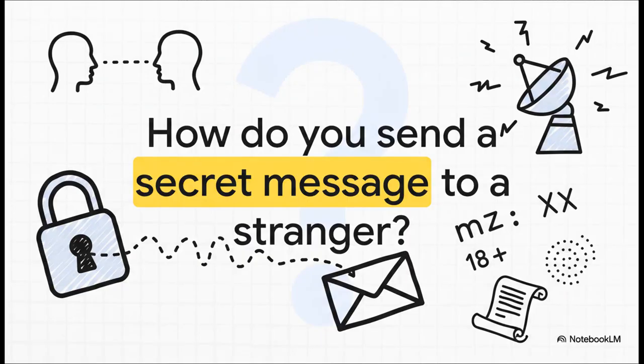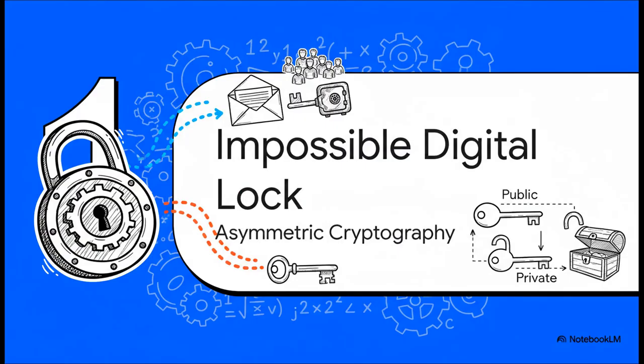Okay, so let's just get right to the heart of the matter, with the one question that everything else hinges on. How do you send a secret message to someone you've never met, knowing full well that every single word you send can be intercepted and read by anyone who's listening in? This isn't just a fun little riddle. It's the fundamental problem that we had to solve to build an internet we could actually trust. And the solution is that impossible lock we were talking about.